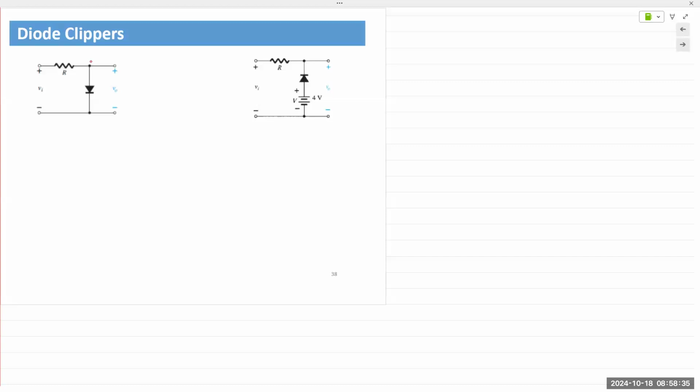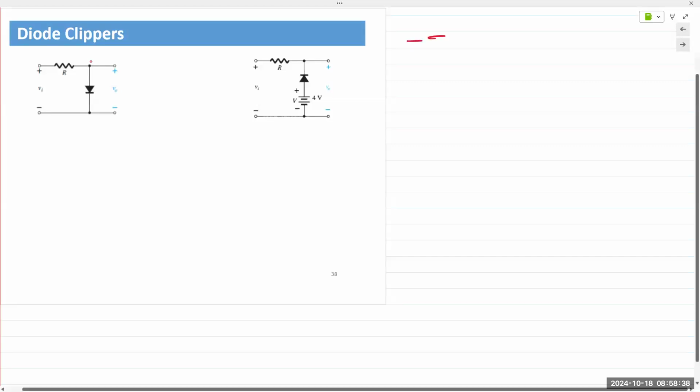So diode clippers are used to clip the waveform or the output at a certain level. That level could be, depending on the use case scenario, anything. Okay, but it's used to clip the output waveform.